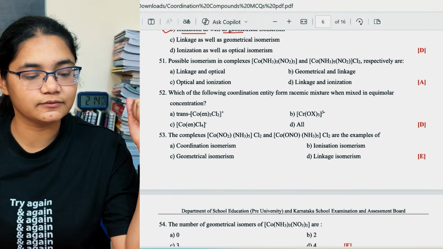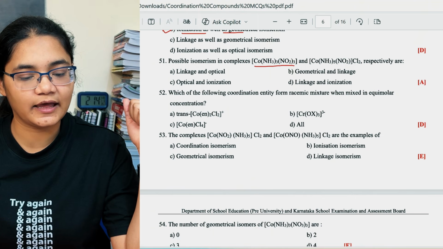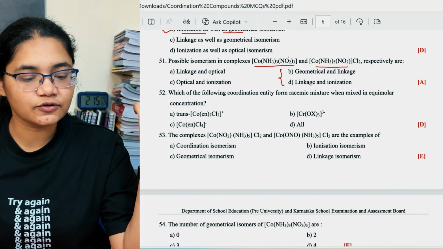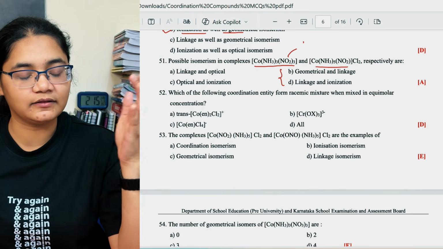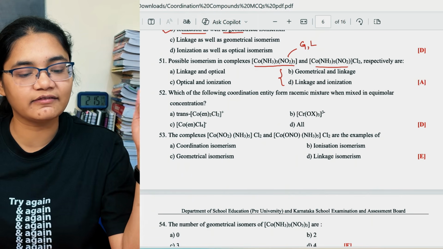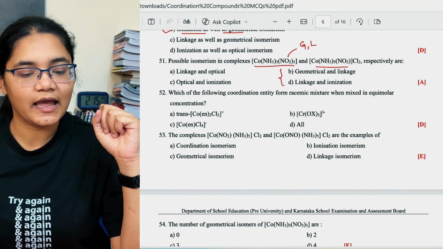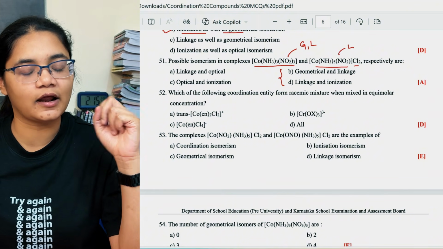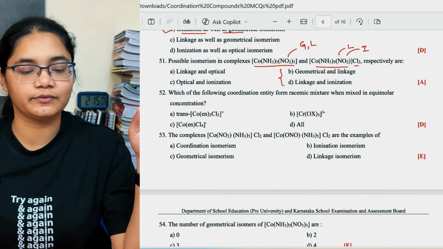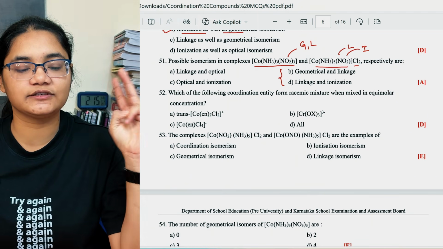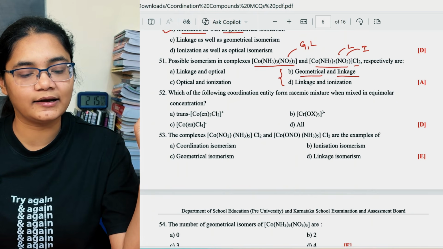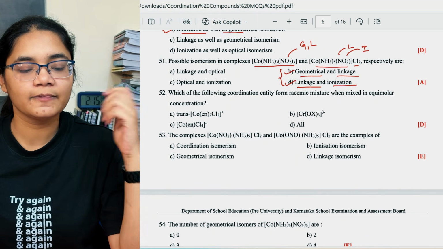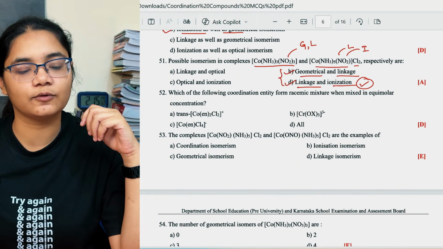51, the possible isomerism in these complexes respectively are. So here the answer can actually be both B and D. If you see this particular complex, MA3B3 type, it can show geometrical as well as linkage isomerism because NO2 is present, and this particular complex can show linkage isomerism because NO2 is present, and with chlorine it can undergo ionization isomerism as well. So geometrical, linkage and ionization are all correct. Geometrical and linkage is here, linkage and ionization is there, so both B and D are correct. But the option given as correct in the book is option number D.